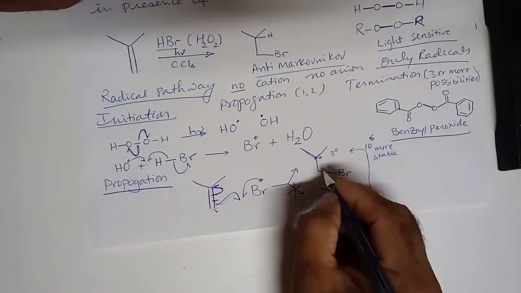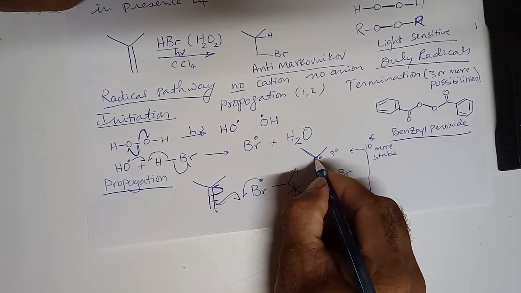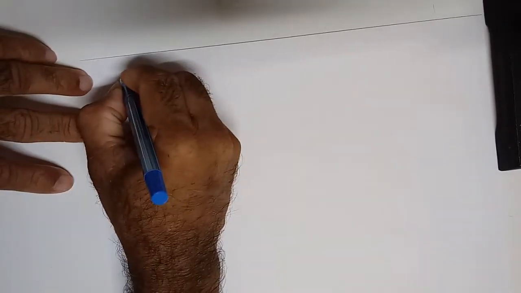There goes the Markovnikov business, because Markovnikov said the bromine goes to the most substituted carbon. In this case, we just happen to get less substituted carbon. There goes the Markovnikov rule. Already violated. Well, what next is propagation 2. So let me rewrite the propagation 1.